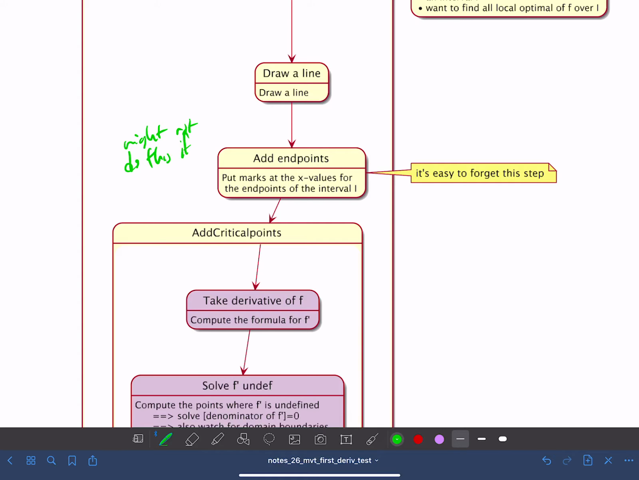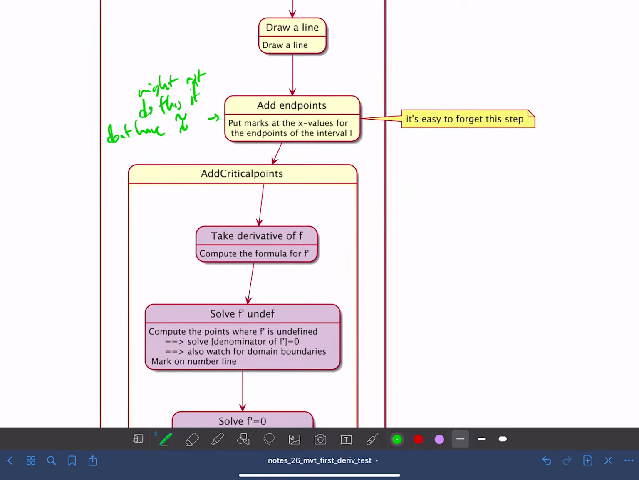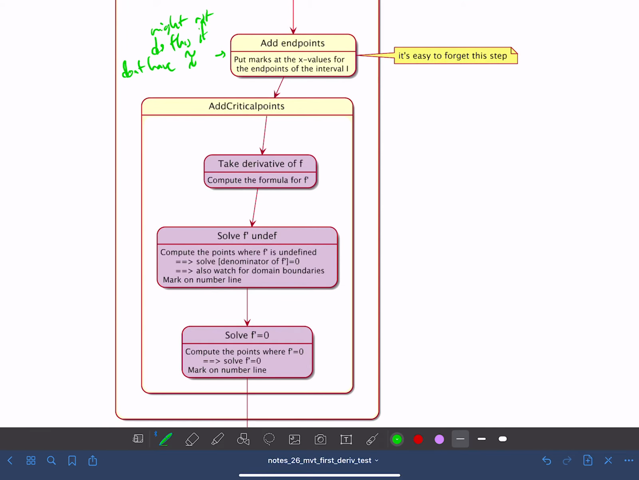If we don't have an interval, that's okay. And then we want to add the critical points to our interval, and this is exactly the same routine as we did for the global optimization process from 4.2. Take the derivative, and then we're going to find where it's either undefined or 0. So we'll take the derivative, and then solve where that derivative is either 0 or undefined.